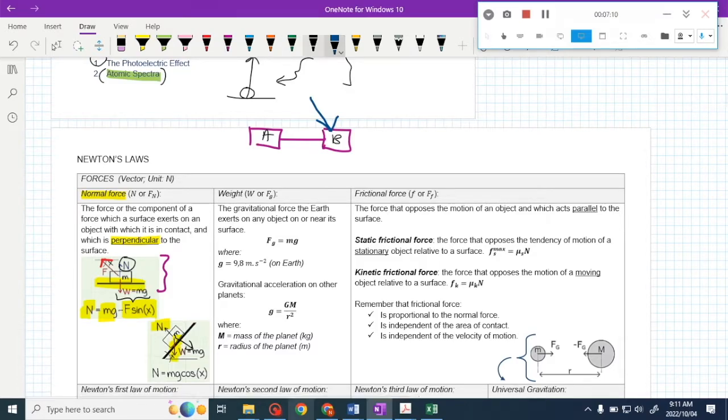Now they said to you, block A and B are made up of exactly the same material. They're on exactly the same surface. And then they said to you, why is it that the friction force experienced by this block is different from the one experienced by that block? I don't think there was any learner who got full marks for that question.